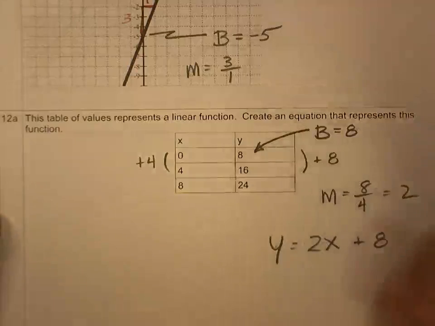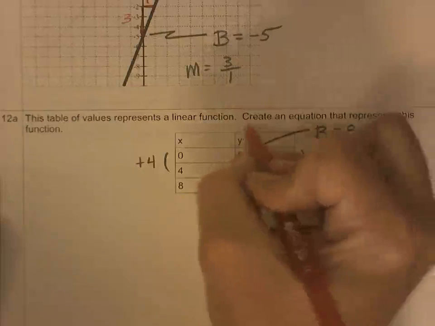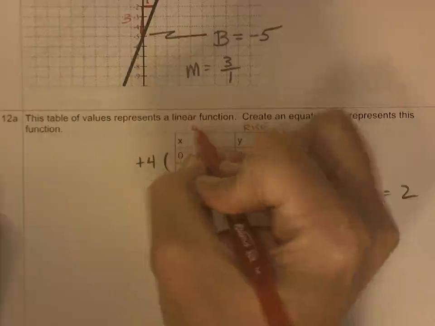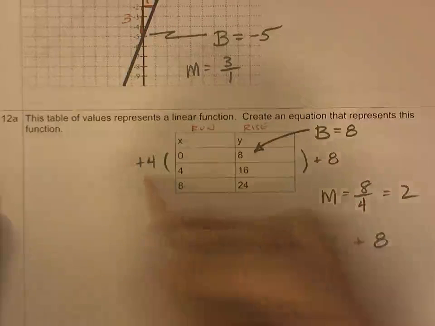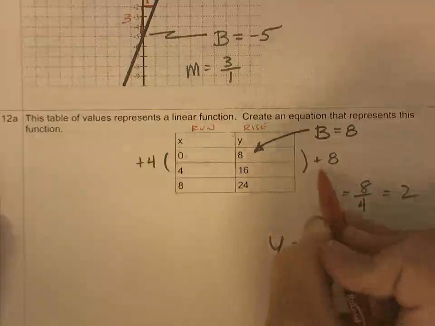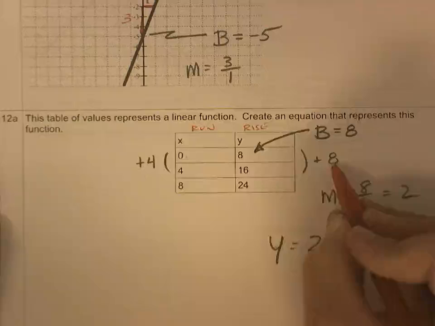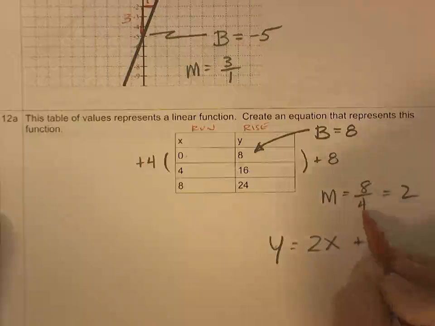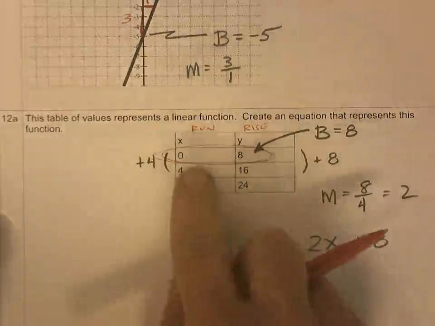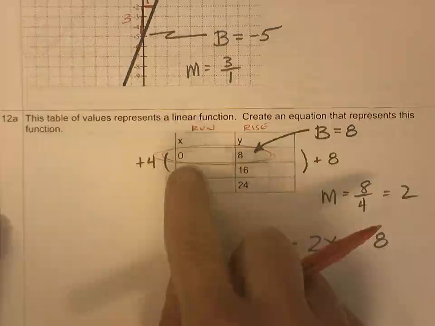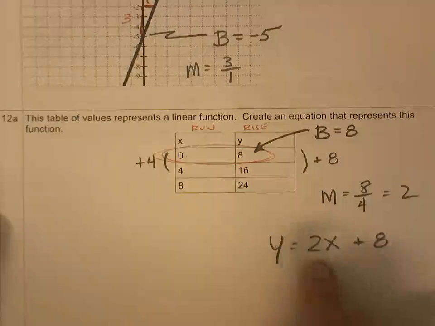Here's a table of values. Build the function for it. Build the equation. This is the rise. This is the run. From 0 to 4, it went up by 4. From 8 to 16, it went up by 8. So my slope is rise over run. So my slope is 8 over 4, which is 2. My intercept is occurring right here. I know it occurs when x equals 0. X equals 0 gives me the y-intercept at 8. There's my slope. There's my intercept.